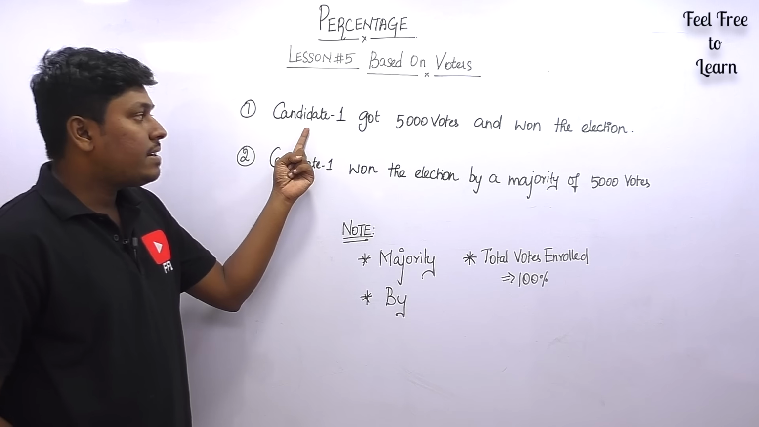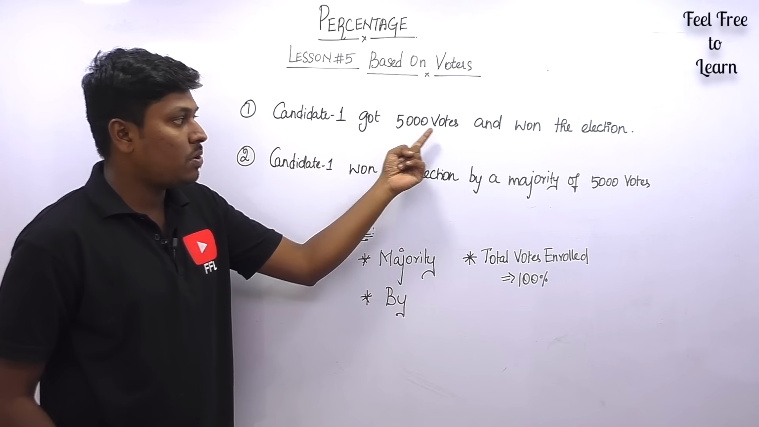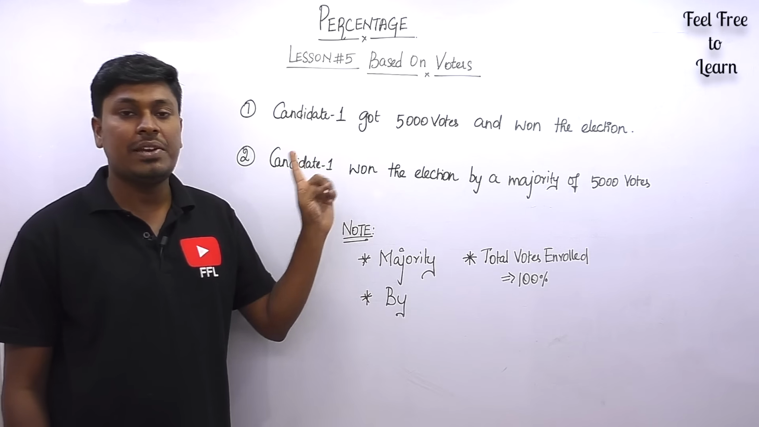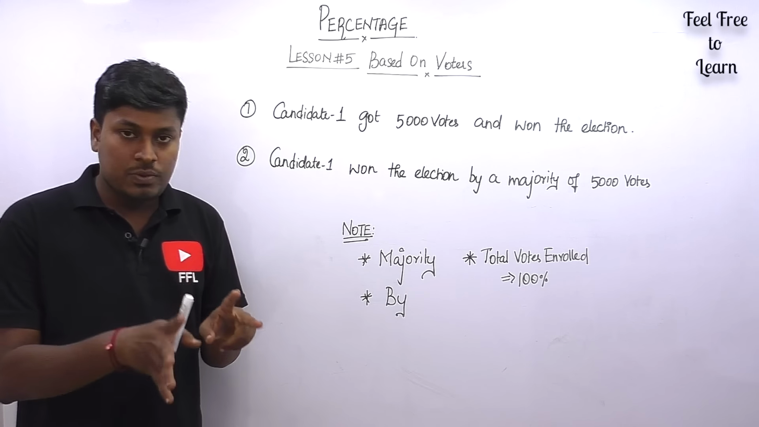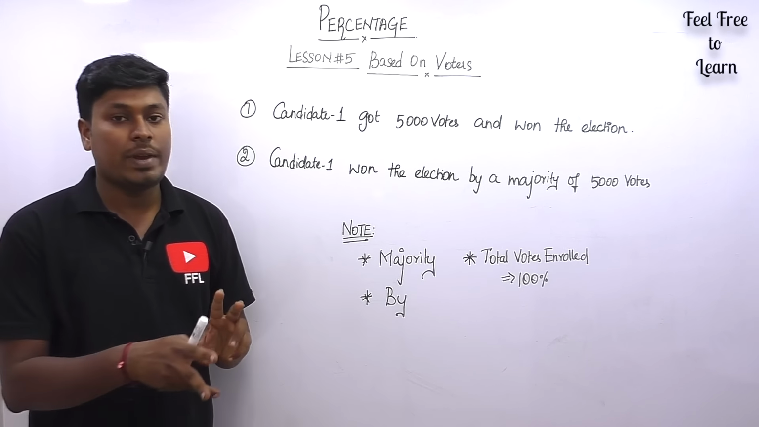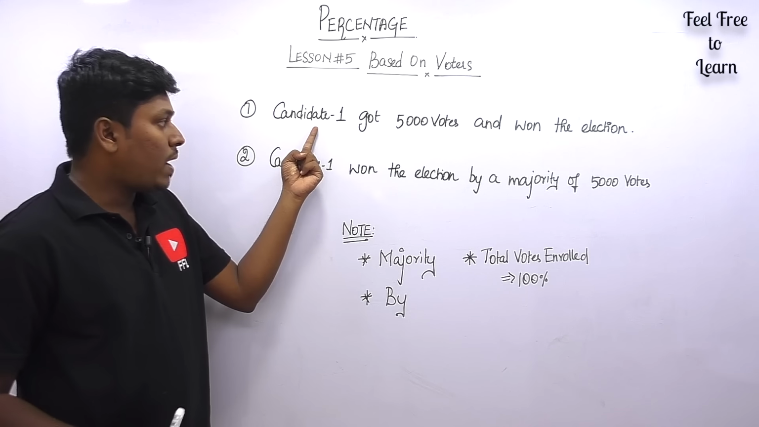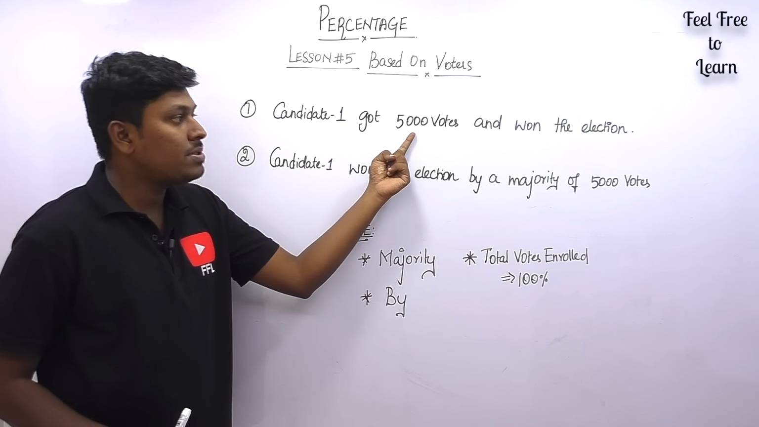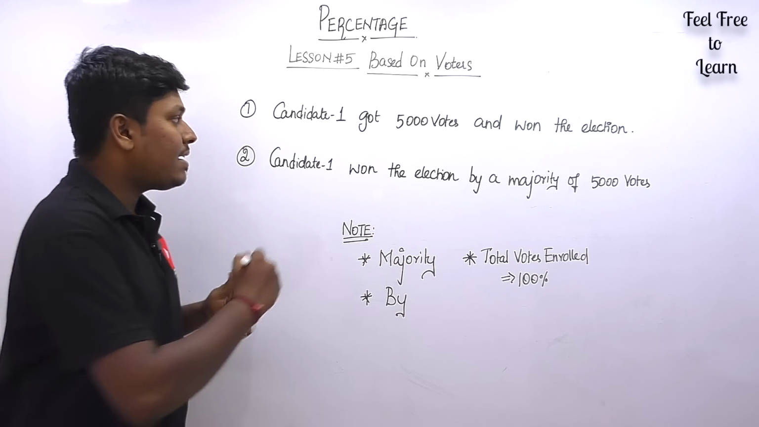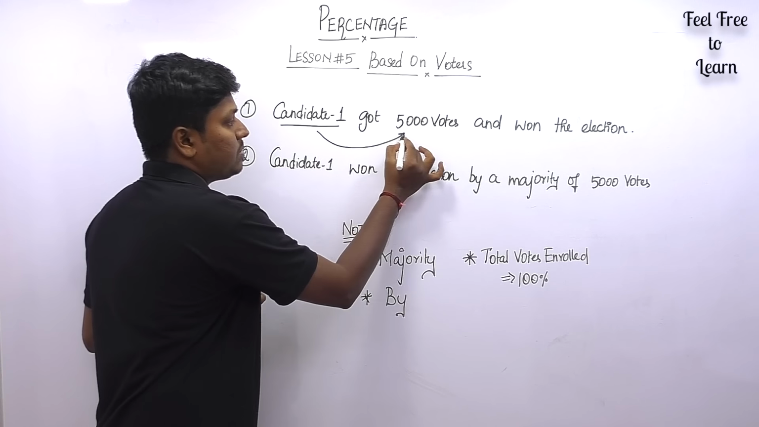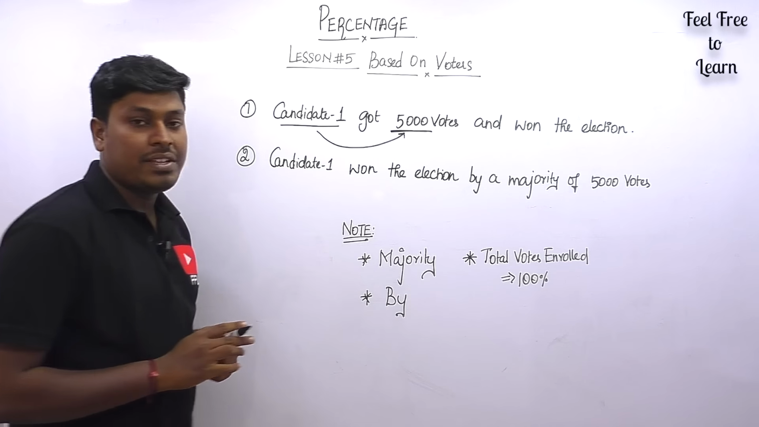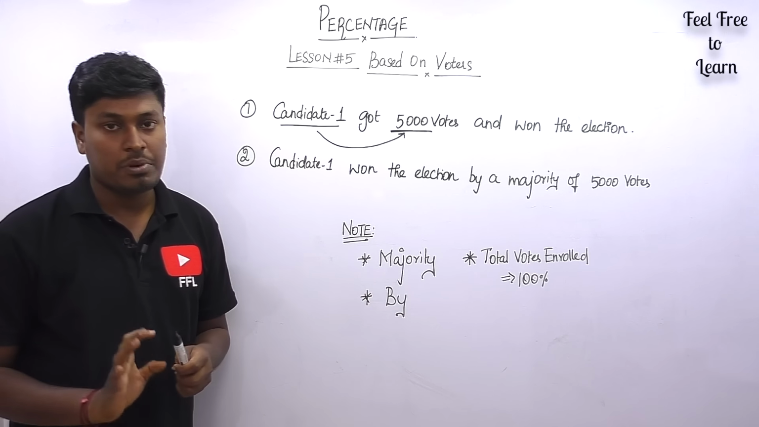Listen here, candidate 1 got 5,000 votes and won the election. So what is the meaning of point number 1? Think that there is an election, there are two candidates. Out of the two candidates, one candidate got 5,000 votes and won the election, which means candidate 1 got 5,000 votes. So he got 5,000 votes. This was the meaning of point number 1.